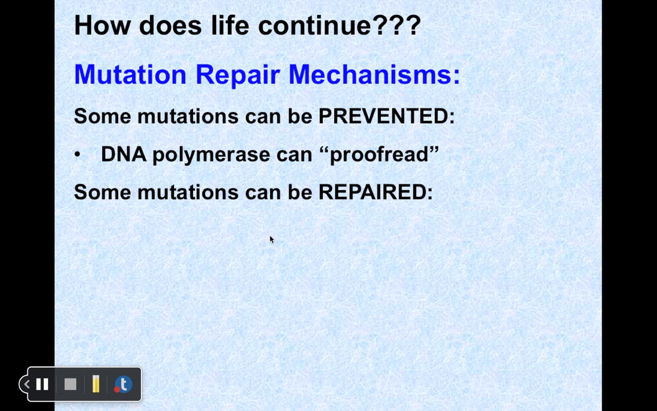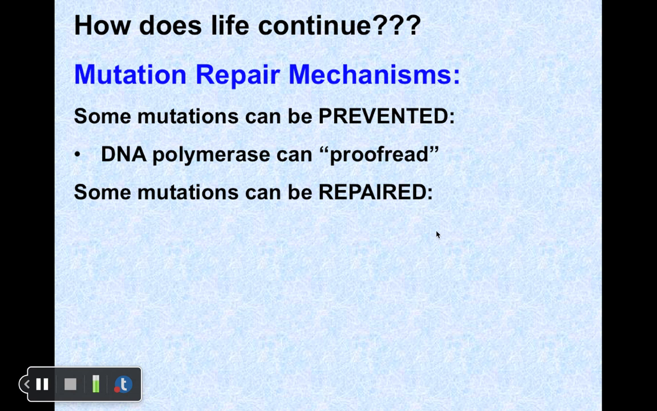It turns out that there are a variety of ways that mutations are not only prevented, but also repaired if they do occur. So on one hand, think about DNA polymerase producing new DNA. Often, by mistake, it will insert the incorrect base. When it does so, it has the ability to detect that mistake, pause, insert the correct base, and when that occurs, of course, no harm done, right? It essentially prevented that mutation from being propagated in the new DNA that was being synthesized.